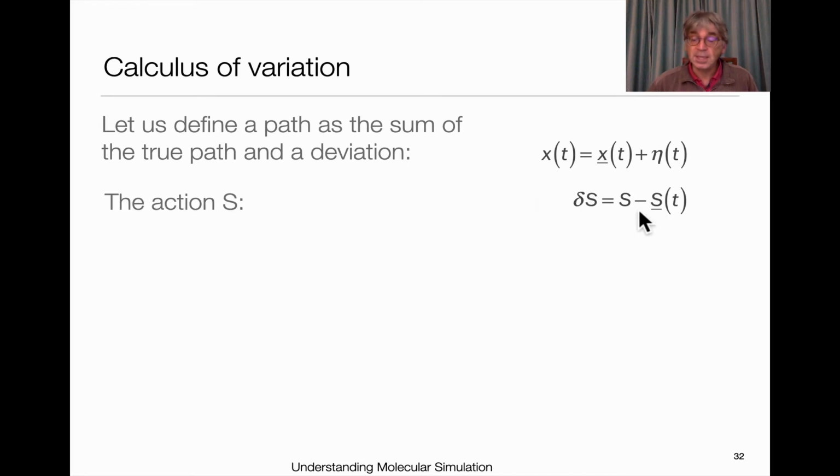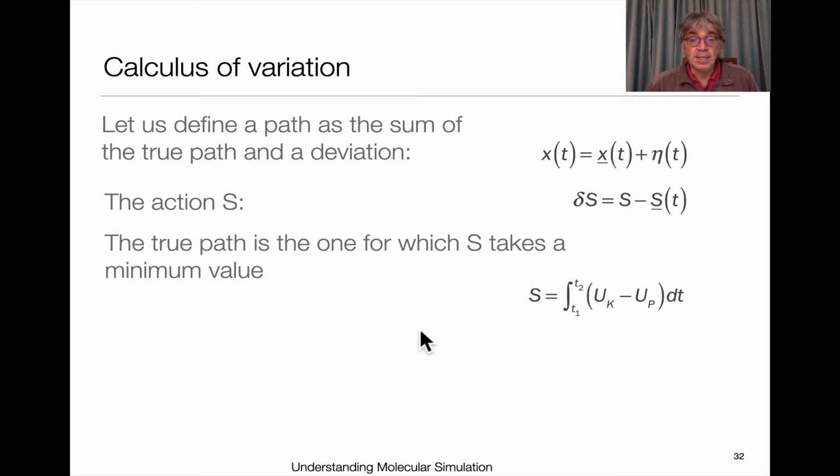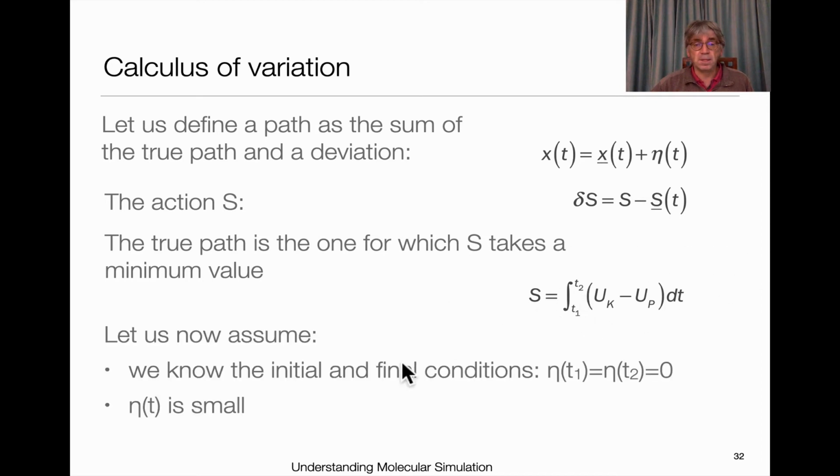Okay, and then the difference of the action is the action of this path minus the action of the true path. So the true path is the one for which S takes a minimum value. This is basically the assumption. What we now assume is that we know the initial and the final conditions. So we know exactly where the particle starts and ends, which basically means that at the boundaries, these two terms are zero. And that is something we can always do.